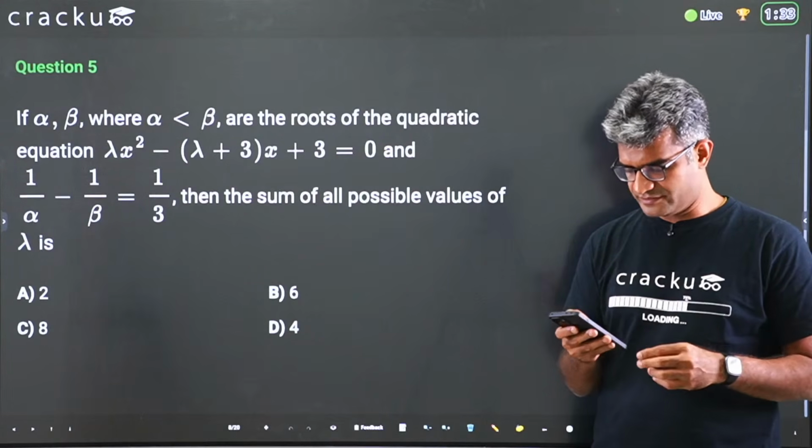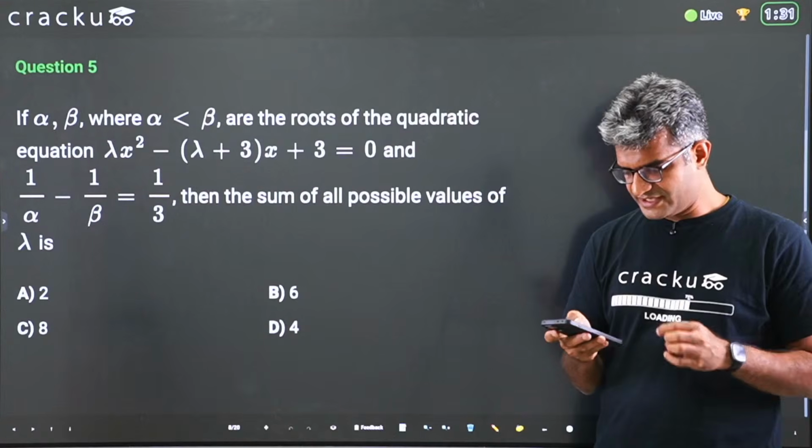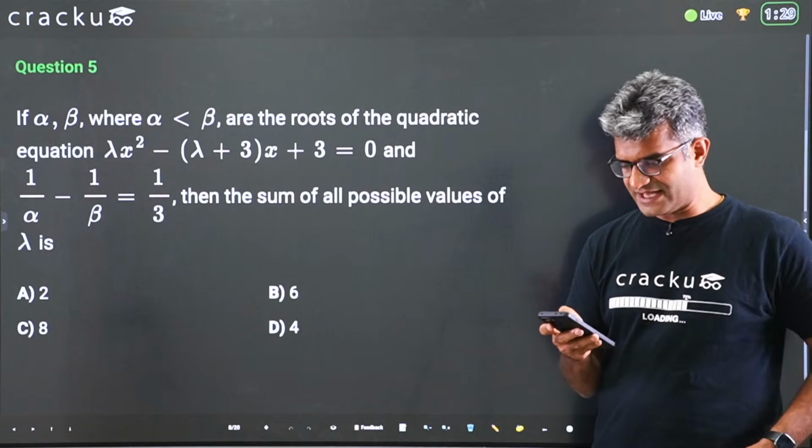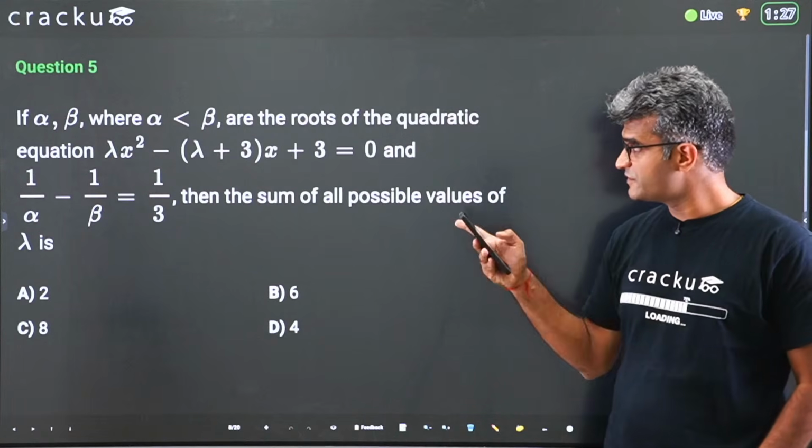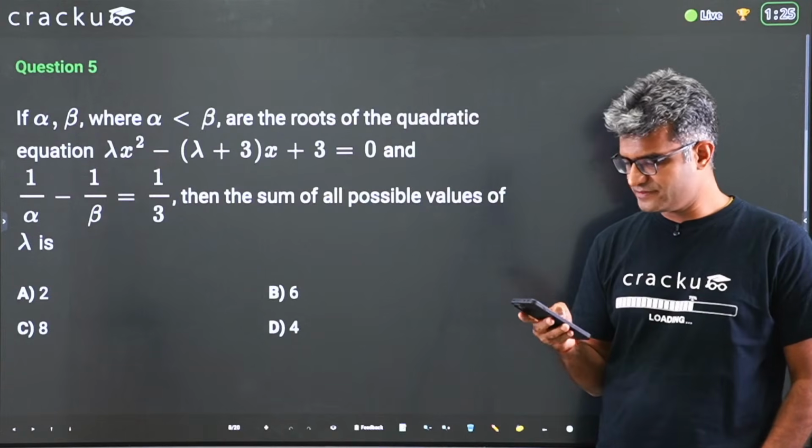So try to solve it. I think till now only Bhaskar and Sam got the correct answers. So try to see if you can get this question correct. It's not very difficult.